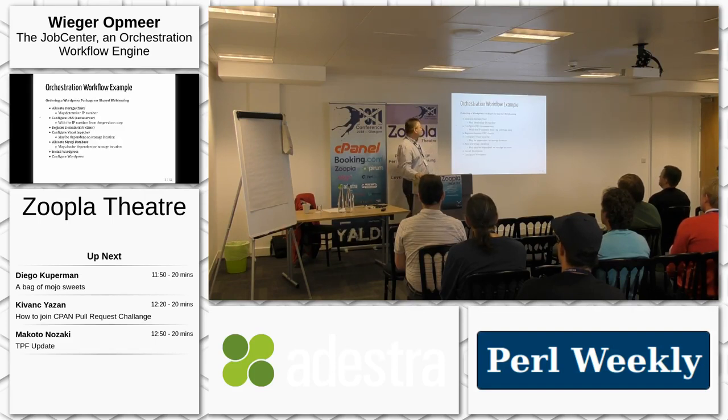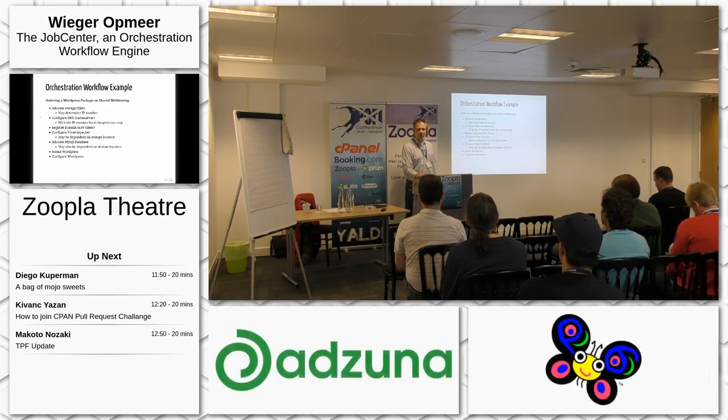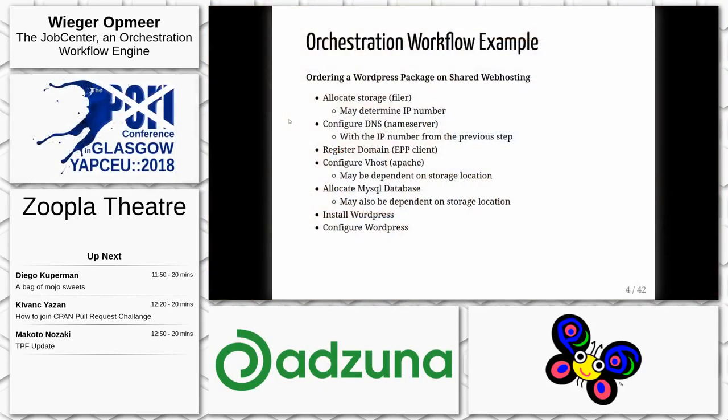But what is an orchestration workflow, in the context of shared web hosting, which is the part of the company where I work? An example might be ordering WordPress. For that to actually work for the customer, a lot of things need to happen. We need to allocate a home directory somewhere. We may need to determine the IP number based on the home directory we allocated. If we allocated on some node that has a fixed IP number, then the IP number might be dependent on that.